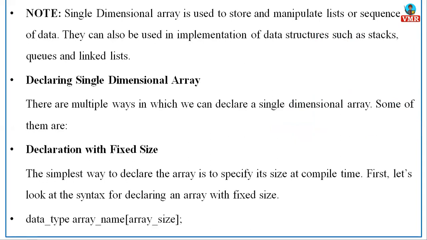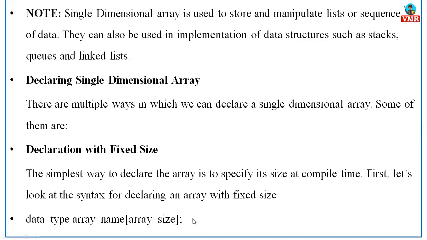Single dimensional arrays are mostly used for lists or sequences of data, and they can also be used to implement data structures like stacks, queues, and linked lists. Those can all be done by a single dimensional array. So how is a single dimensional array declared? By giving the size, or by directly initializing values to an array. The simplest way to declare the array is to specify its size at compile time.